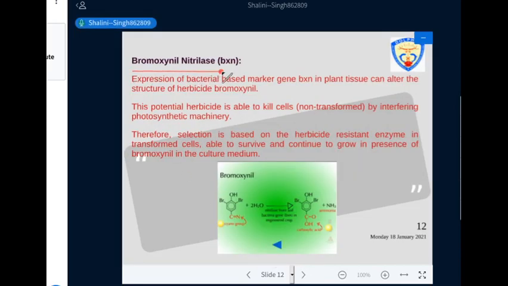The next herbicide resistance gene, which is used in selection of transformed cells, is bromoxynil nitrilase, the BXN gene. Expression of this bacterial marker gene BXN in plant tissue can alter the structure of the herbicide bromoxynil. This potential herbicide is able to kill cells by interfering with the photosynthetic machinery. Therefore, selection is based on the herbicide resistance enzyme: transformed cells are able to survive and continue to grow in the presence of bromoxynil in the culture medium.